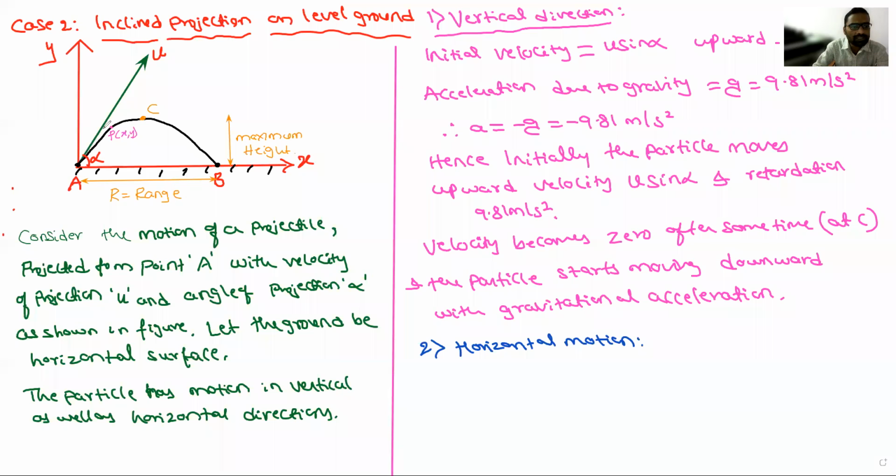See, the particle is projected like this with velocity u. Can you tell me what is the horizontal velocity? U cos alpha. Yes. Okay, read it. Horizontal component of velocity is equal to U cos alpha.